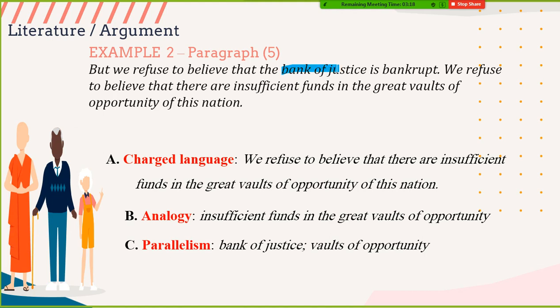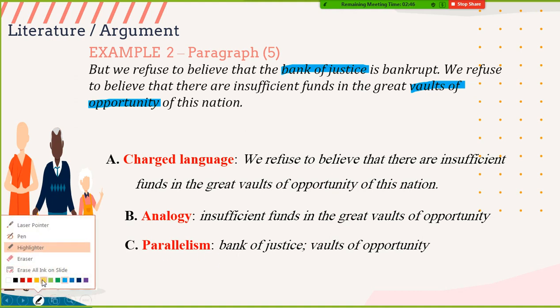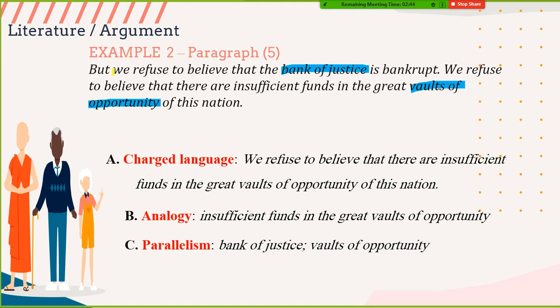Yes, bank of justice. We have here noun, preposition, and noun again. And then when he said the vaults of opportunity, we have here vaults, which means cells, the noun, of preposition, opportunity is a noun again. So here he has repeated the same structure, but not with the same words. We are looking for repetition. We refuse to believe, and then he repeats again in the second sentence, we refuse to believe. This is repetition of the same words.